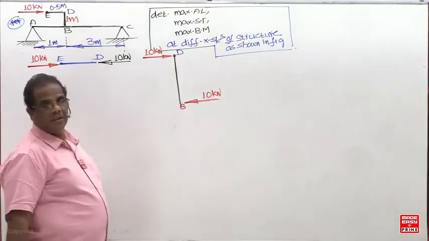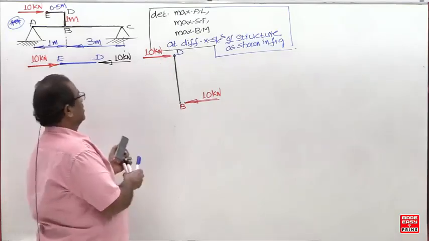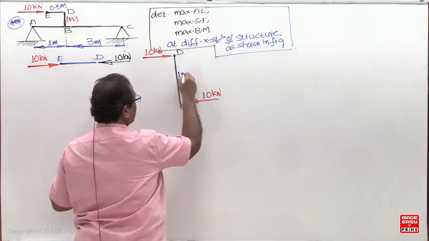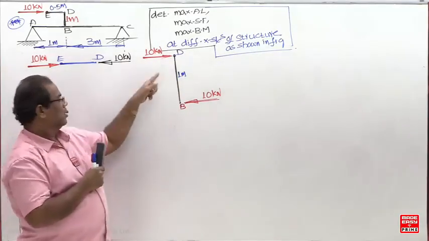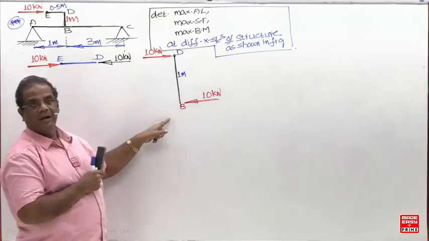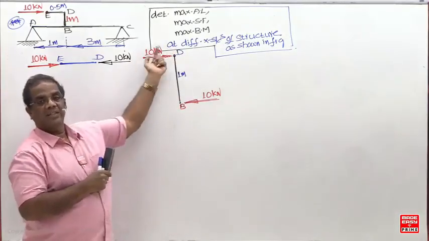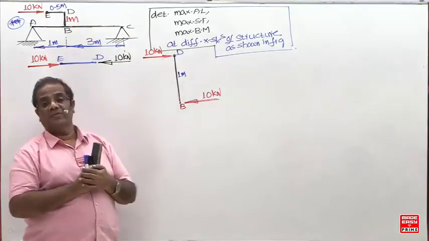Next, what is the moment due to this now? 10 into 1. What is the length of this member now? 1 meter. What is the net moment at B? 10 into 1 is clockwise. In which plane is it now? Vertical plane. So the reaction will become a bending or twisting couple now.